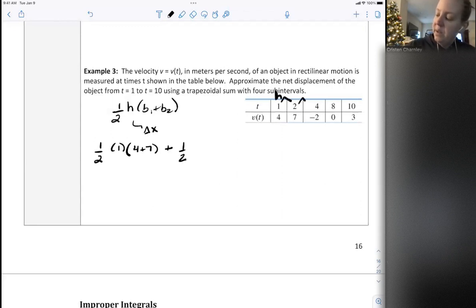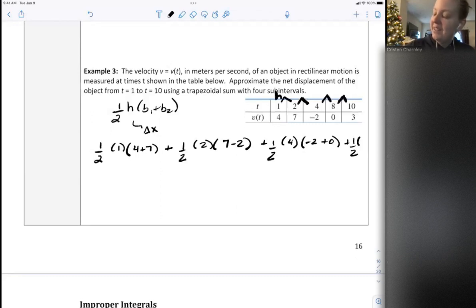What's its delta x or its width? 2. 2 is perfect. And what are the 2 heights we use? 7 and -2. Awesome. The third one, what's our delta x? 4. 4 is great. And then what are the 2 heights we use? -2 and 0. And finally, the last one is 1/2. What's the width of each trapezoid? 2. 2, good. And then what are the 2 heights? 0 and 3. 0 and 3, good.